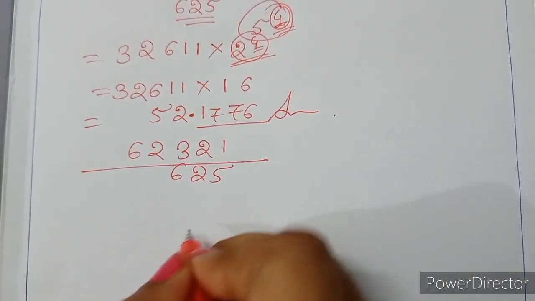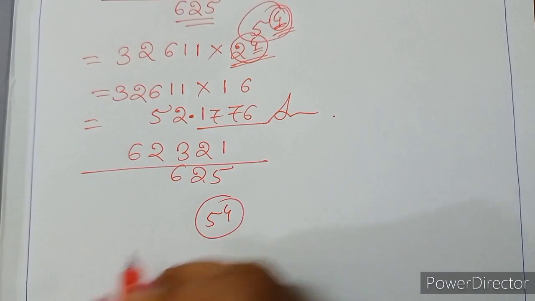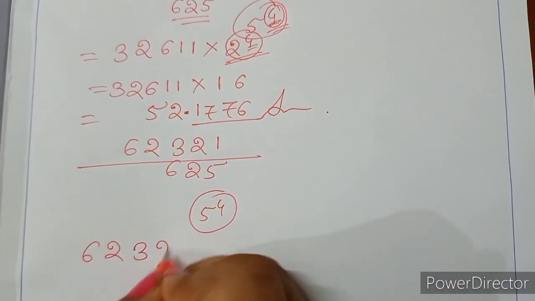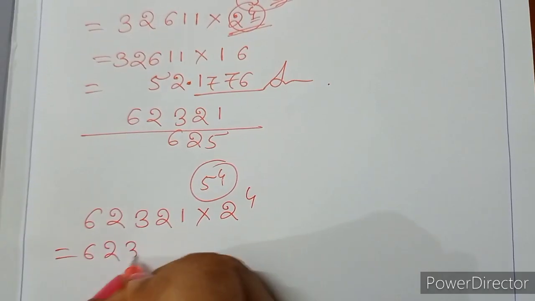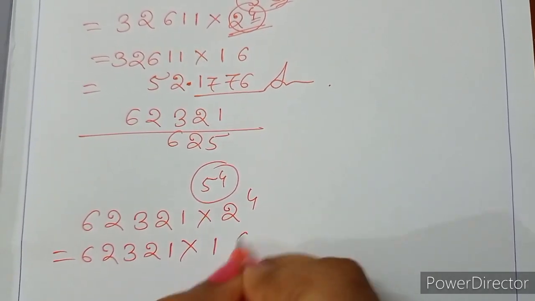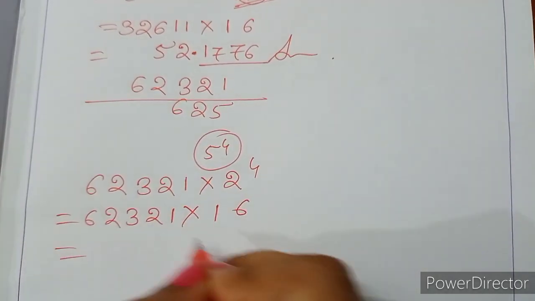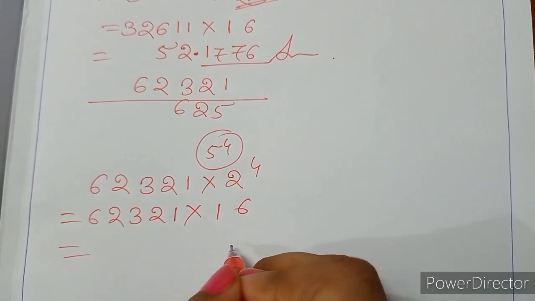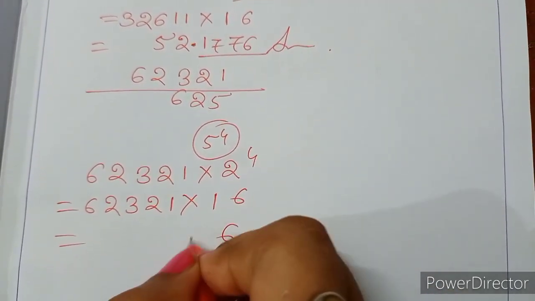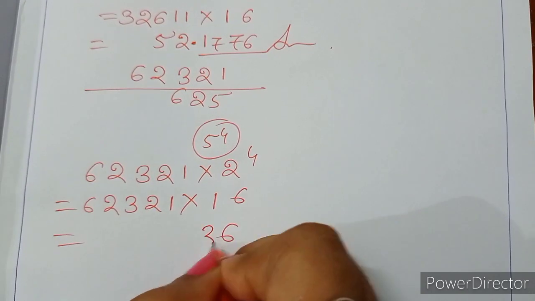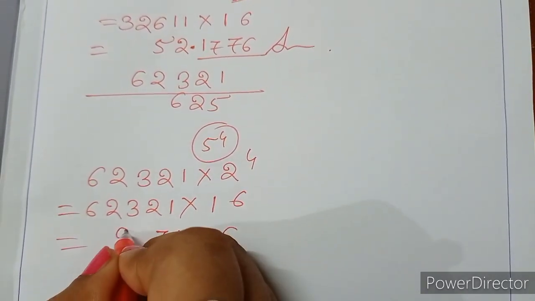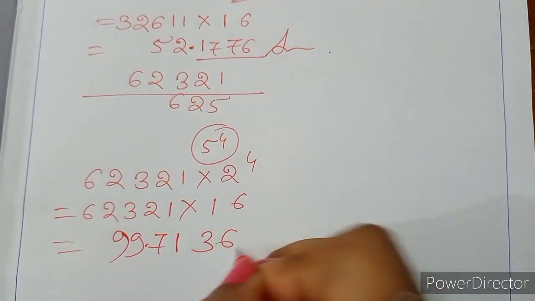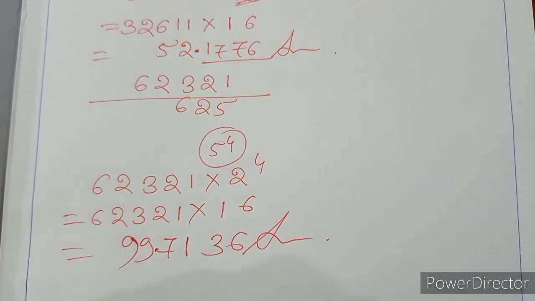625 means 5 to the power 4. So we multiply 6 2 3 1 into 2 to the power 4, which means 6 2 3 1 into 16. So 6 2 3 1 into 16 means 6, 16 to 32, 3, 1, 7, 99. So this is the answer.